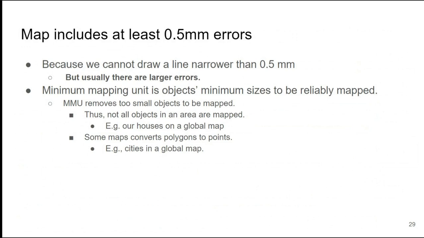Also, some maps convert polygons to points, to handle complexity and errors. For example, some cities are shown as points on a global map. We usually care about areas of cities, but the map uses points to handle layers efficiently and accurately.